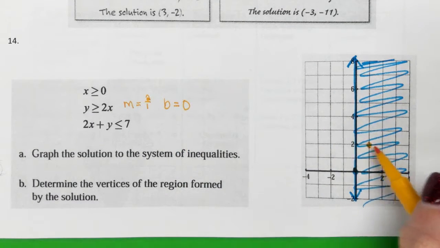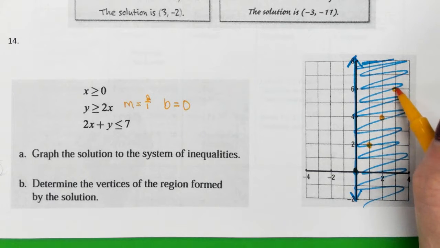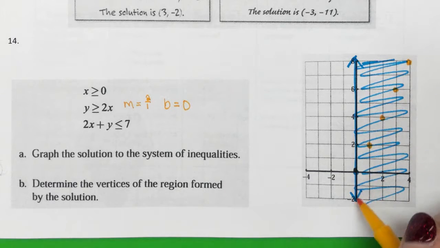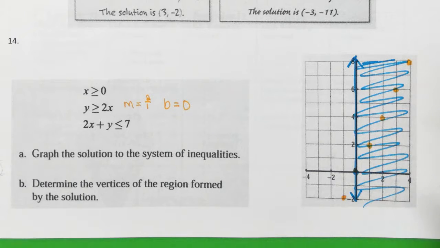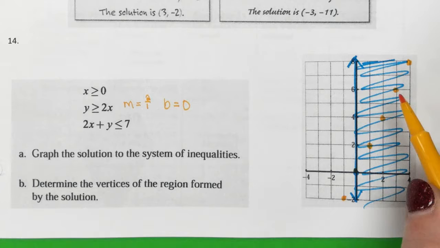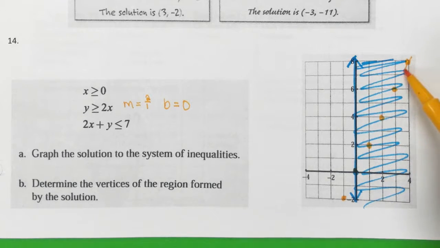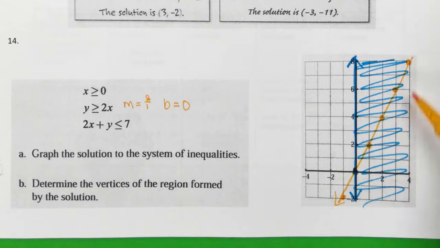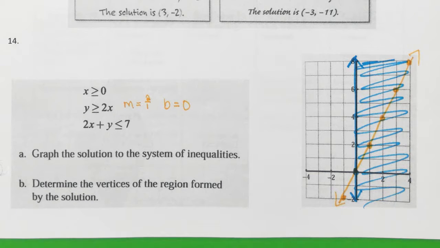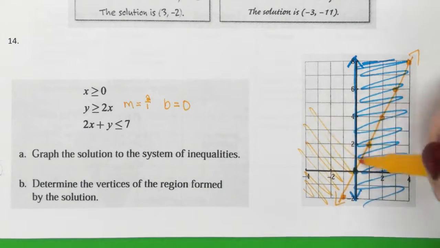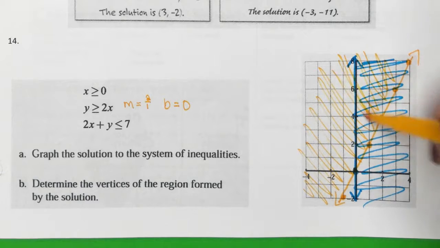Go up 2 and right 1, or we can go down 2 and left 1. Solid line or dotted line? Solid. Alright, now this one's different because this one says y greater than. So where do your y's get greater? Your y's go up and down. Up. There you go.